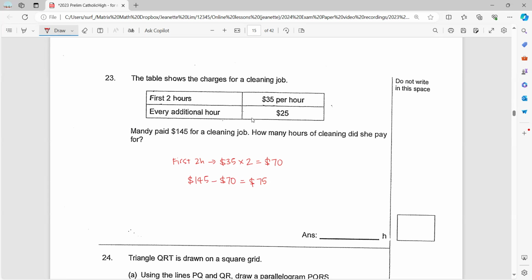$75. For every additional hour, the charge is $25. So how many hours would that be? There's $75. So number of additional hours, we take this amount, divide by the amount every hour. You end up with 3 hours. Now remember, there is the first 2 hours. So you have to add back the 2 hours, and the total time taken will be 5 hours.